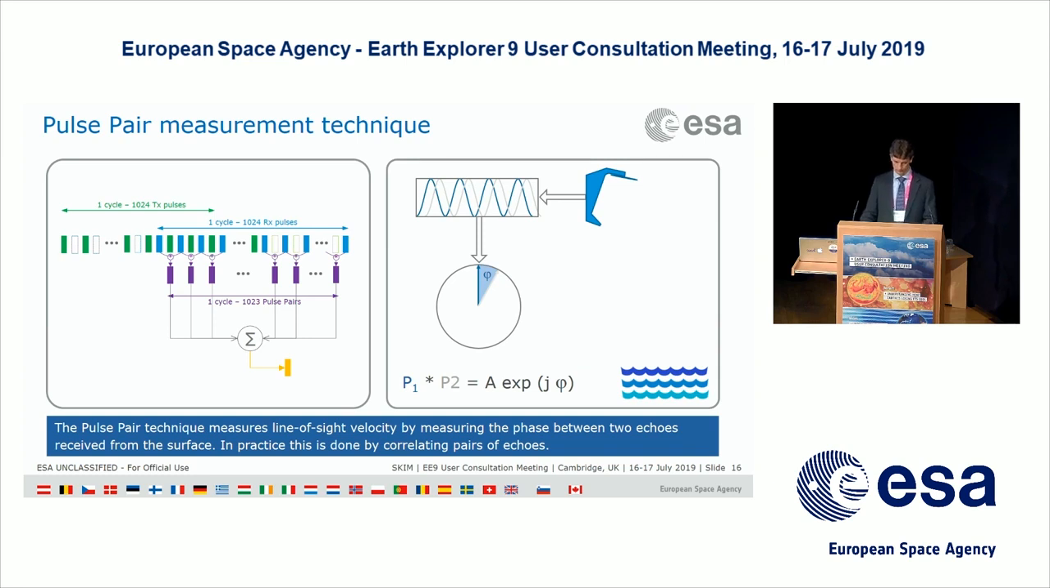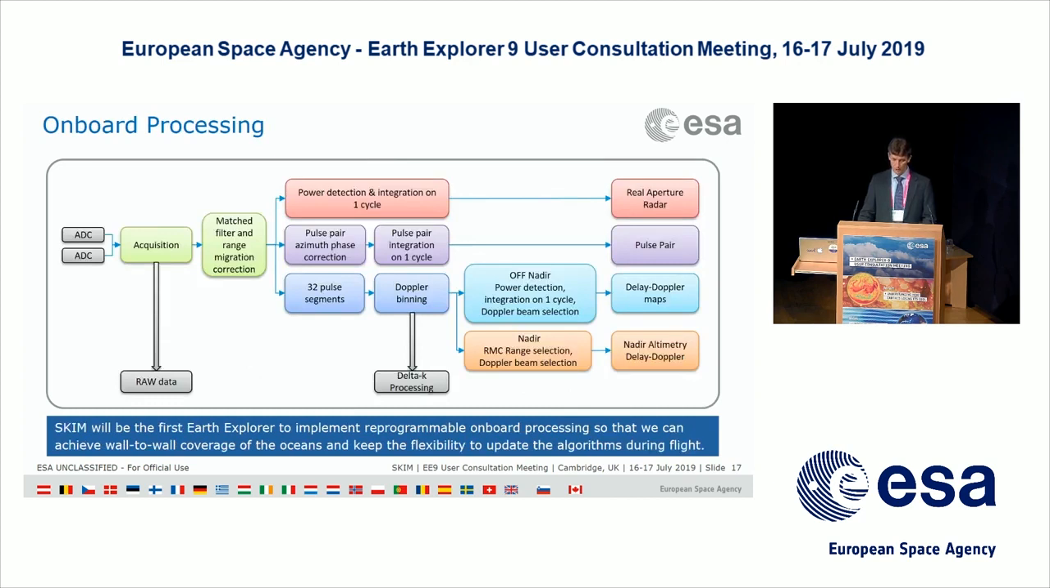So this processing, this averaging, is done on board. And we have to do it on board because it would be absolutely impossible to receive all the echoes and get them all to ground while also covering wall-to-wall all the oceans and inland seas. Now, there is a key feature that we have implemented, which was requested by the scientists, and that is to have flexibility on the algorithms that implement this onboard processing.